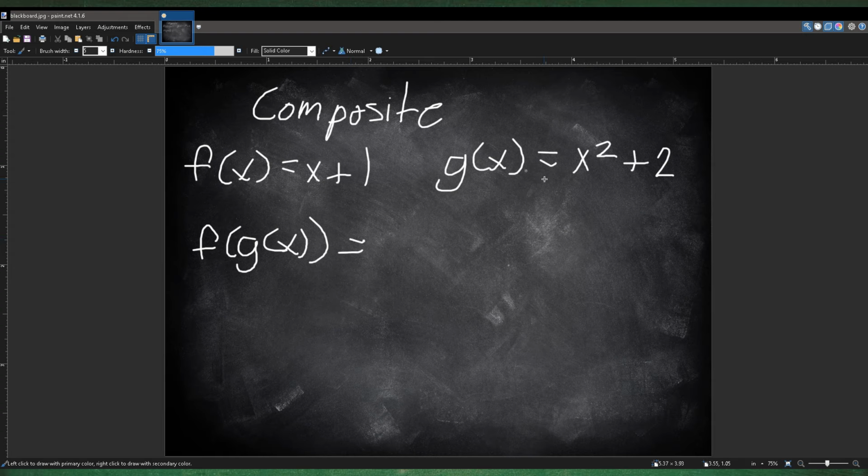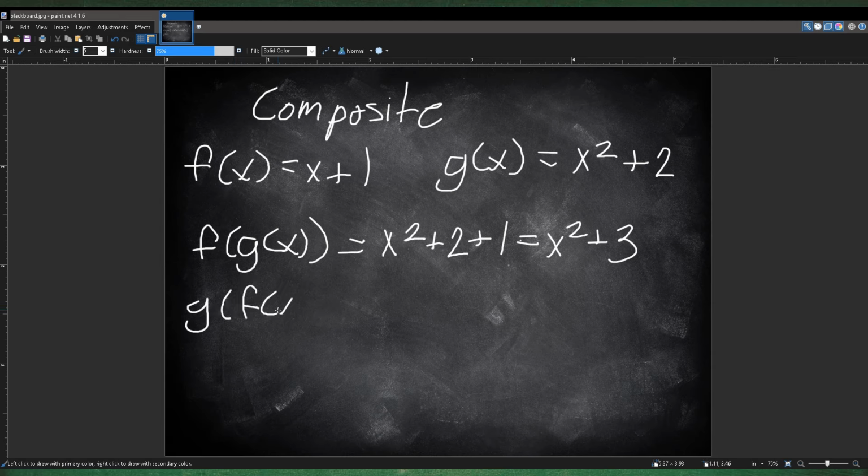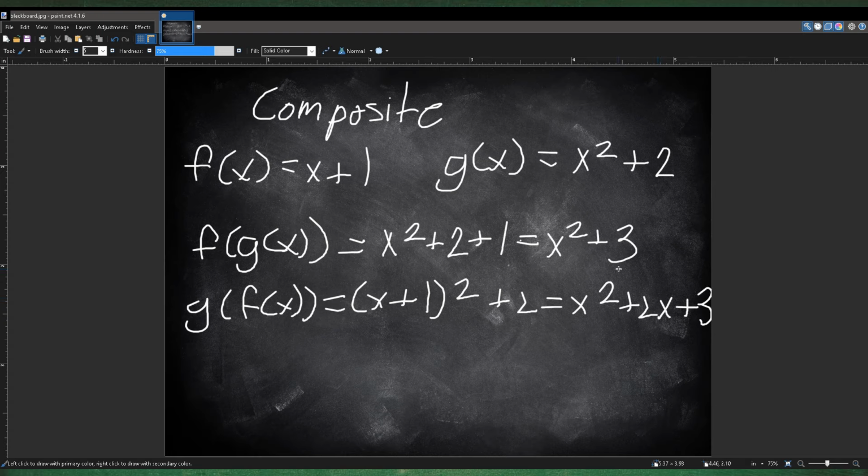So what you do is you plug this equation in for x. This would become the new x. So x squared plus 2 plugs in for this x over here, and then you add the 1. So f of g of x is equal to x squared plus 3. The same case could be applied if you put g circle f. That would mean g of f of x, which is equal to plugging f of x into this. So it'll be x plus 1 squared plus 2, which expands out to x squared plus 2x plus 3. So these are what is called composite functions.